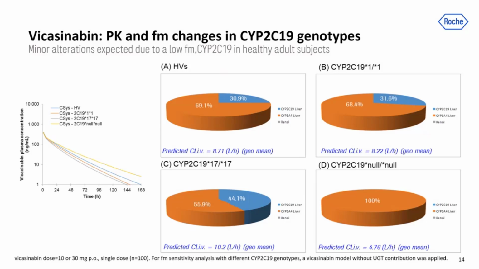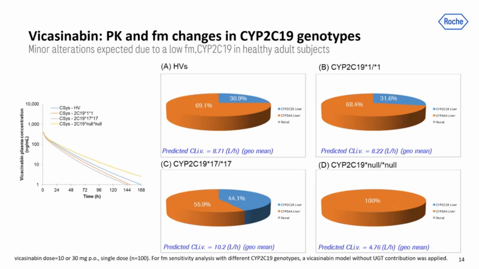And here is an exaggerated case, because in the first slide we saw that Vicasinabin is also a substrate of UGT. But in this simulation, I omitted that UGT contribution and tried to exaggerate the CYP2C19 impact for the team, in terms of worst-case scenario discussion. You can see in panel B, in the star 1 population, the CYP2C19 contribution is around 31%, and in star 17, which means increased CYP2C19 activity, the relative 2C19-mediated clearance contribution is increased.